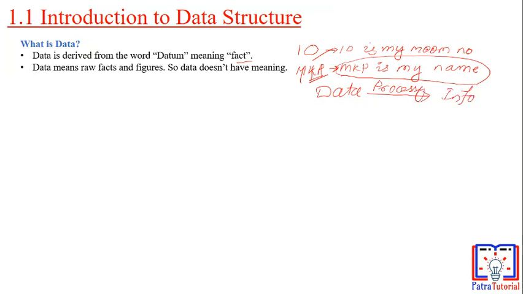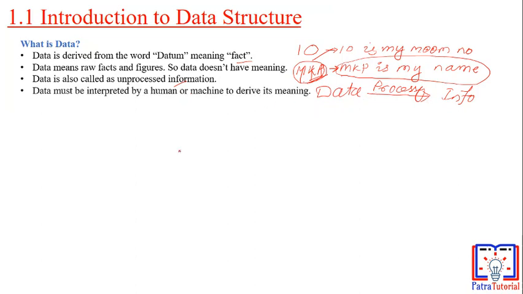information, right? So that is what data means: raw facts and figures, and data doesn't have any meaning. Data is also called unprocessed information. This data doesn't have any meaning or any information, but once we process those data we will get some information, okay? So data must be interpreted by human or machine to derive its meaning. If we cannot derive any meaning from some symbols or raw facts, then this is not data. Data must be processed by human or machine, okay?